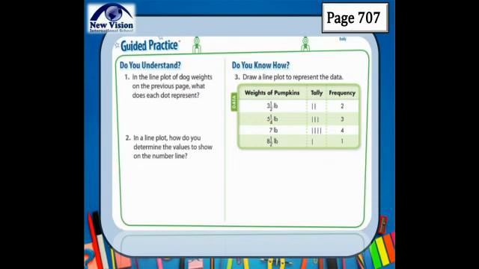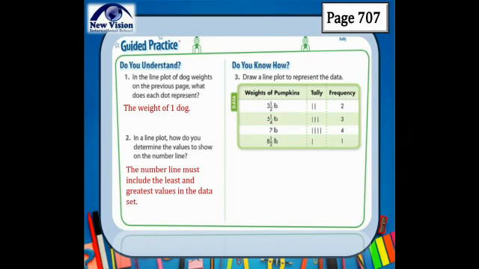Number 1. In the line plot of dog weights on the previous page, what does each dot represent? Each dot represents the weight of one dog. Next, number 2. In a line plot, how do you determine the values to show on the number line? The number line must include the least and greatest values in the dataset. Number 3. Draw a line plot to represent the data.